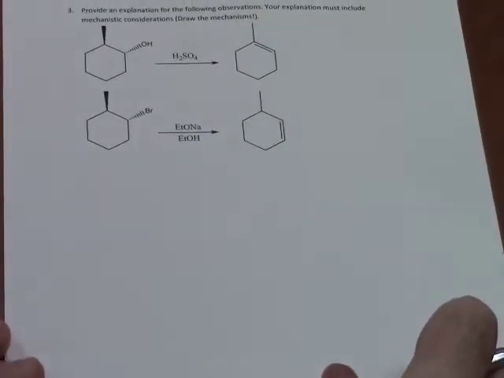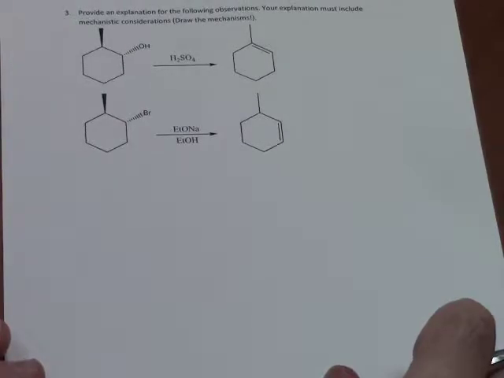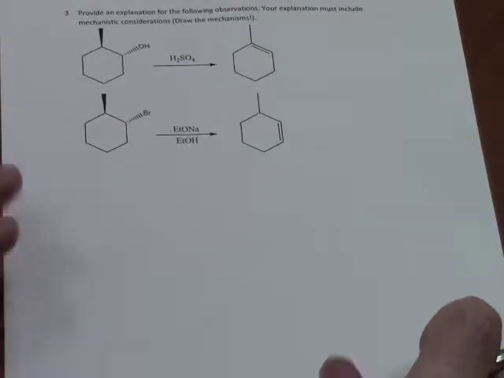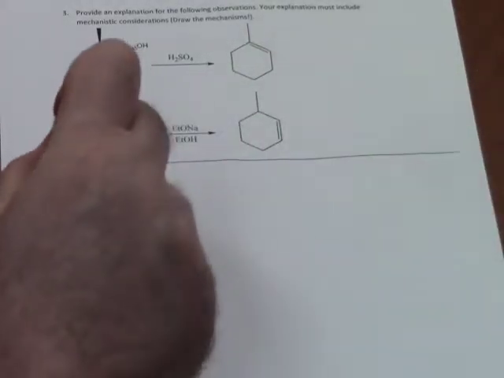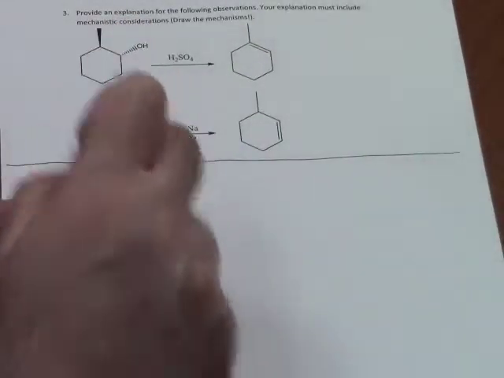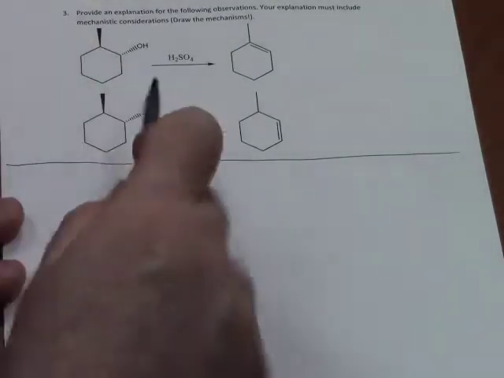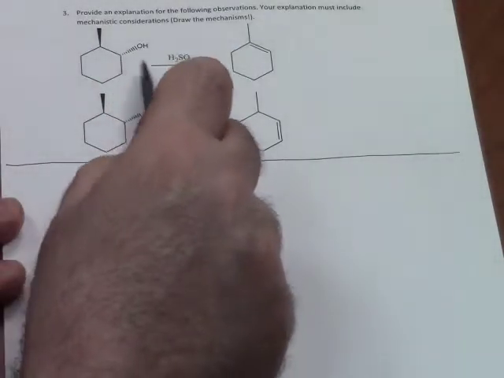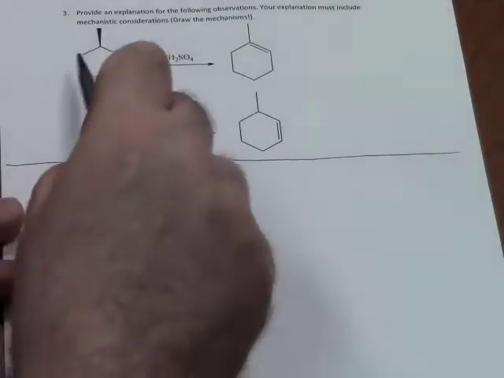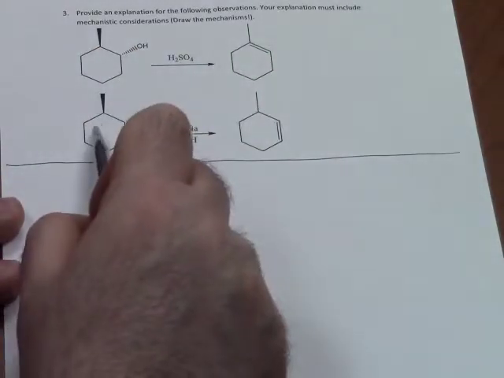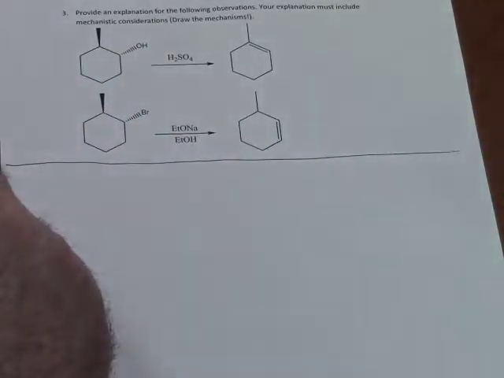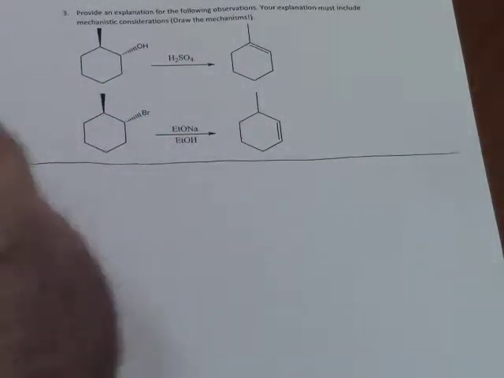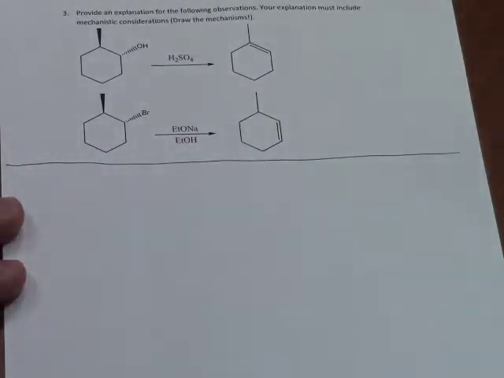Question number 3 was provide an explanation for the following observations. Your explanation must include mechanistic considerations. So what we look at here is that we have kind of the same type of starting material overall, right? The only difference is one is an alcohol, one is an alkyl halide, and we're doing eliminations in both cases. The top example gives us what you should get from a Zaitsev rule situation, but the bottom one seems to have violated Zaitsev's rule, and so we need to explain why that is.